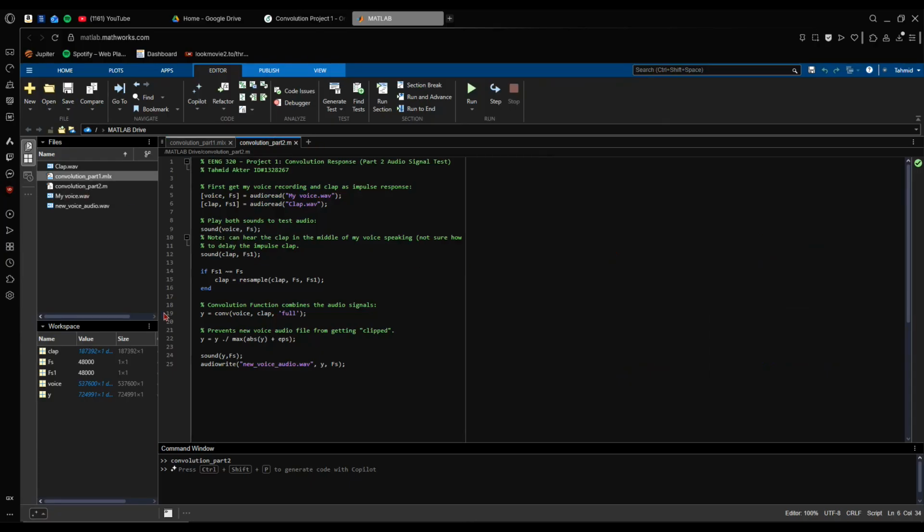Overall, I learned that convolution isn't just a math formula. It's interesting how it works on all kinds of systems.